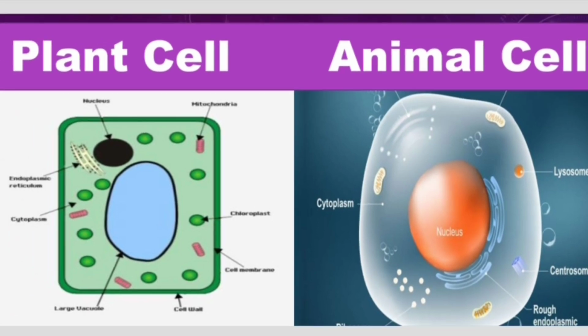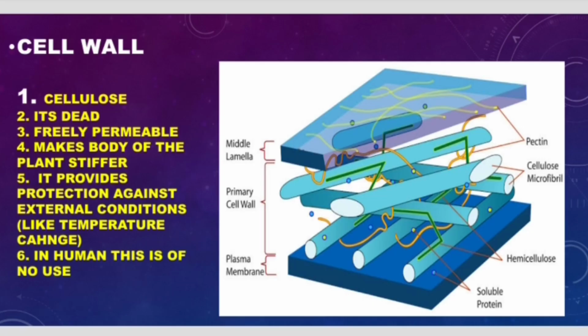So why is it absent in the animal cell, why is it present in the plant cell, what are the features and functions of these things? We will study one by one. Basically, the cell wall is made up of cellulose. What is cellulose? It is a kind of polysaccharide which is completely dead and which makes the cell wall freely permeable. As you can see here, the rod-type structures are the cellulose, and this cellulose makes the whole cell wall completely dead.